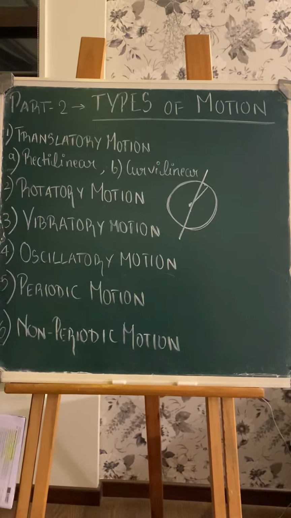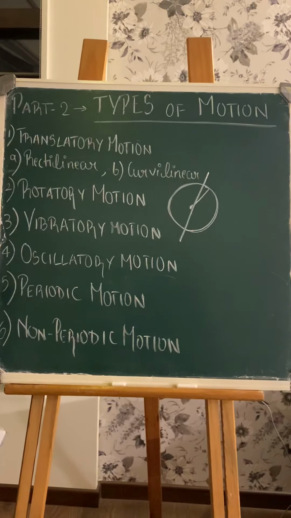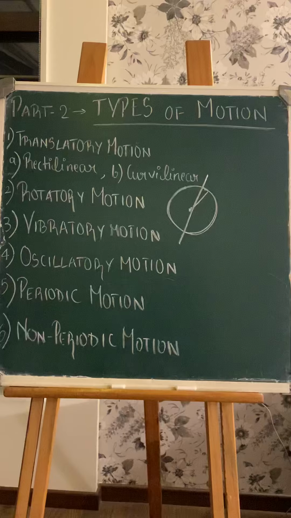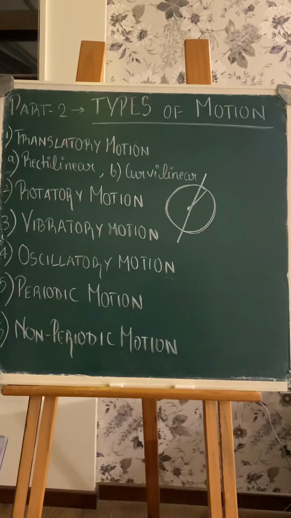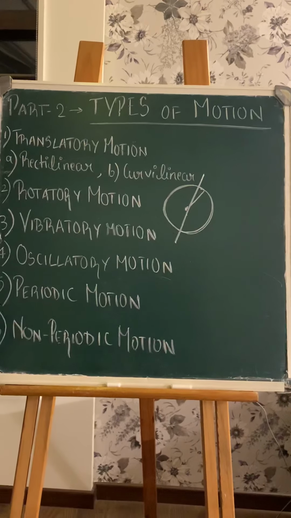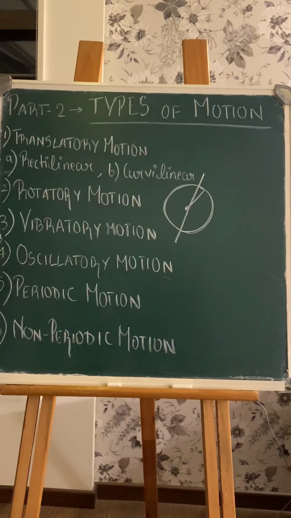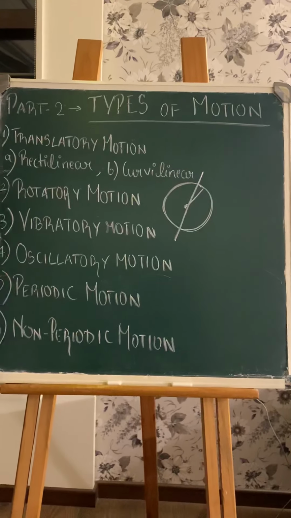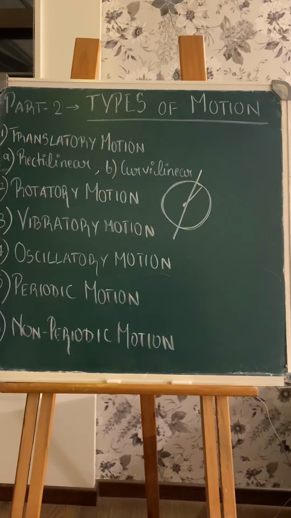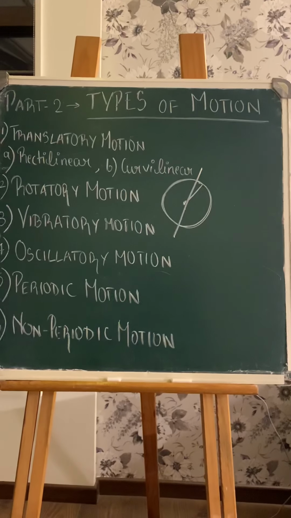Whereas in oscillatory motion, which is our next type of motion, the body moves to and fro about a fixed point. In rotatory motion, it moves around a fixed point, and in oscillatory motion, it moves about a fixed point. Take for example a pendulum, moving to and fro about a fixed point. That is basically oscillatory motion.